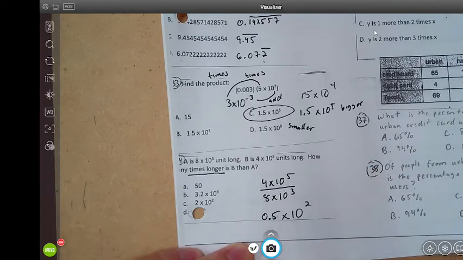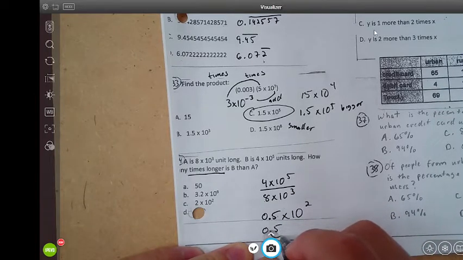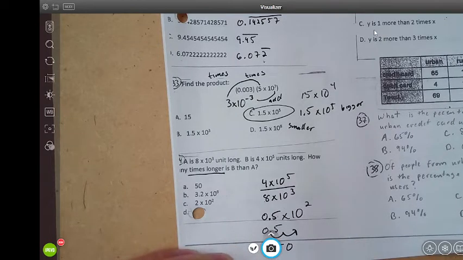Alright, looks like the only option here that has anything with a 5 in it was A. But let's go ahead and rewrite it in standard notation. I have a positive exponent, so this 0.5, I'm going to move the decimal to the right 2 spaces, and I'll have a 50. Okay, B is 50 times bigger than A.